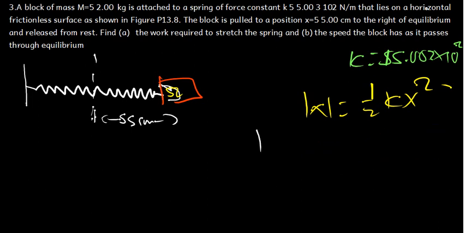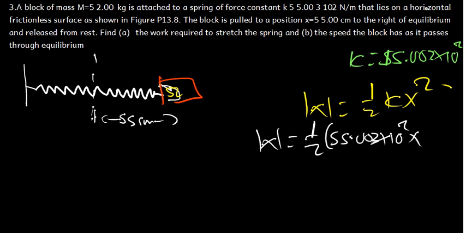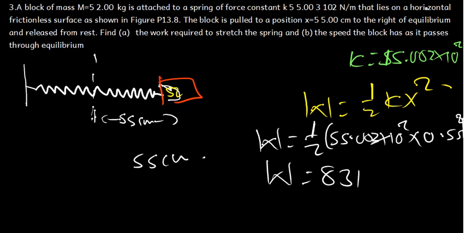So we have a half, and then the k value we have been given, that is 55.003 times 10 raised to the power 2 times the x value. It is 55 centimeters, so we are supposed to convert that one, which is going to give us 0.55. Now we square it. So we're going to have 1 over 2 is 0.5 times 55.003, then exponent 2, then times 0.55 squared. So I'm getting my work done as 831.92 joules. So that is it for part A.